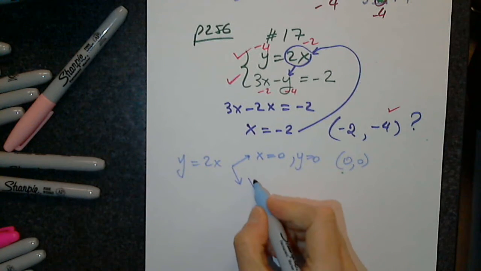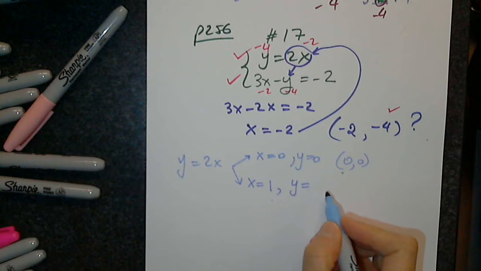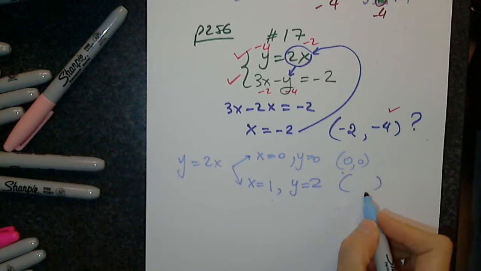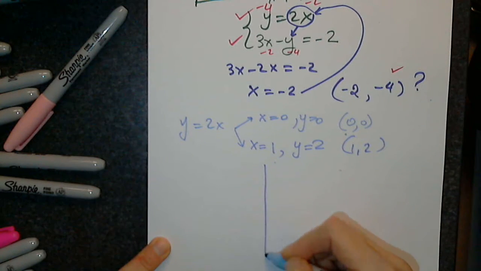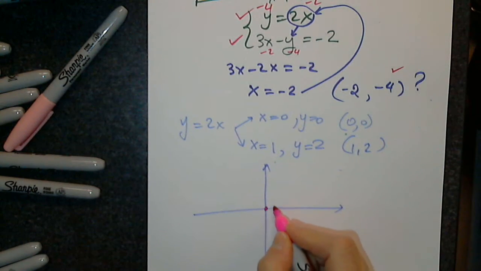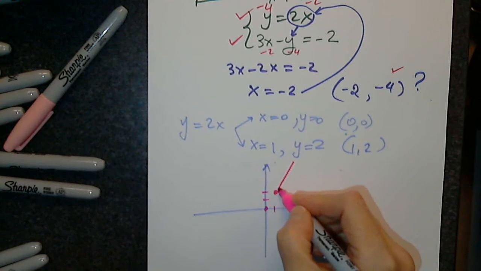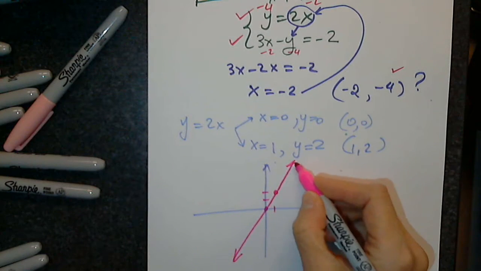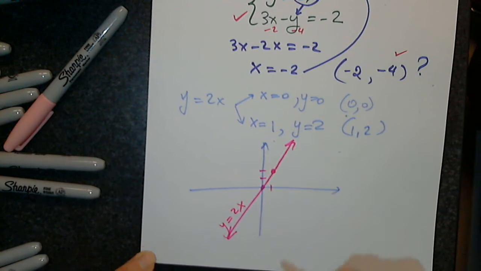So, x equals? 1. Excellent. Y equals? 2. What is the ordered pair? 1, 2. Perfect. So I'm ready to graph the first one. 0, 0, 1, 2. Connect and extend the line. I knew it passes through the origin. And this is y equals 2x.